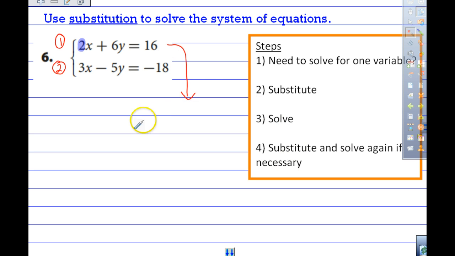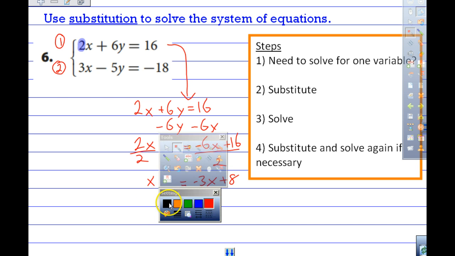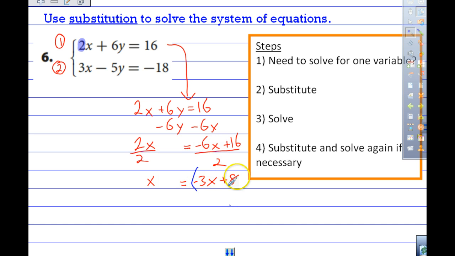So I'm mainly focusing right now just on what to pick to solve for. But remember, when you're doing this, you're going to pick, right? But then you're going to go through and actually solve the whole problem. Okay. So we have, what, negative 6 plus 16. Divide everything by 2. We have x equals negative 3 plus 8. I'll take this, plug it in for the other equation.